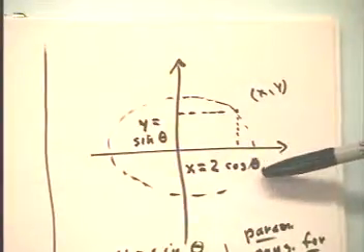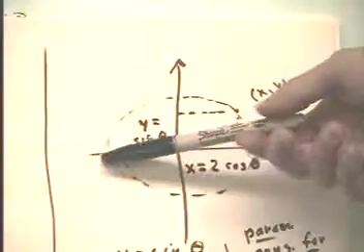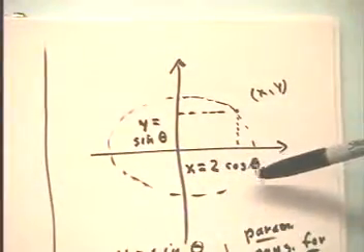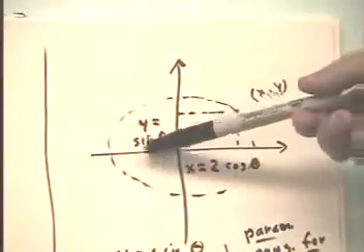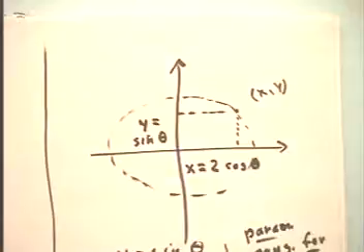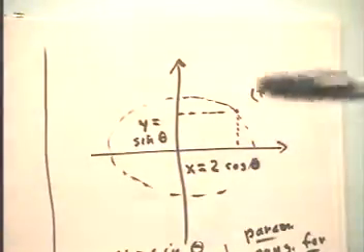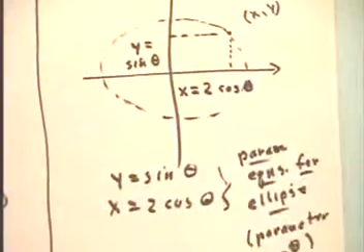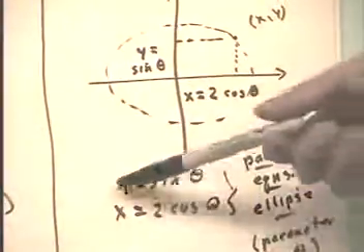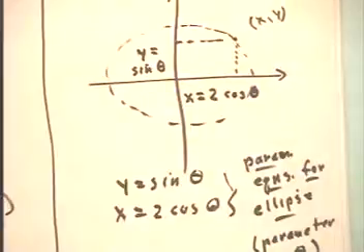When theta is equal to pi, the cosine is negative 1, and we're over here at x equals negative 2. And of course, whenever theta is 0 or pi, the sine of theta will be 0, and we will be on the x-axis. So we see that parametric equations for at least this ellipse are y equals sine theta, x equals 2 cosine theta.